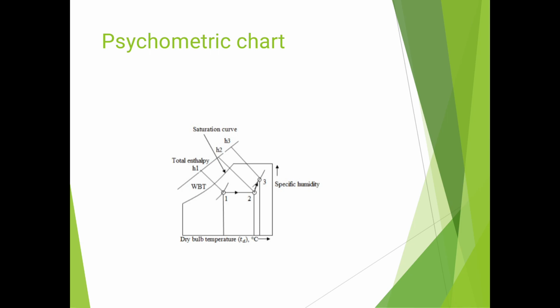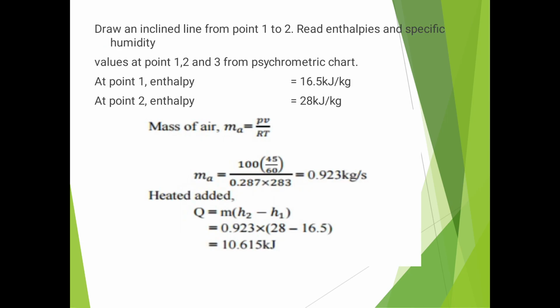At that particular point, towards the right, the specific humidity can be determined. Based on that, the saturation curve, the saturation point will be determined. Next, draw an inclined line from point 1 to 2. Read enthalpies and specific humidity values at points 1, 2 and 3 from the psychometric chart. At point 1, enthalpy is equal to 16.5 kilojoule per kilogram. At point 2, enthalpy is equal to 28 kilojoule per kilogram.